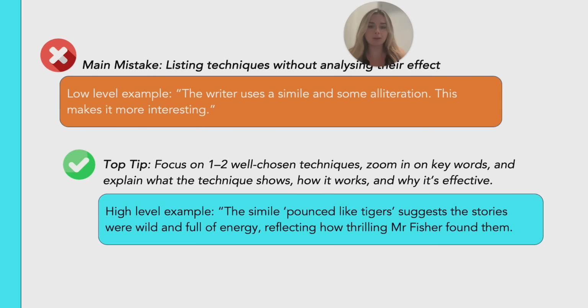So in a high-level example, the simile "pounce like tigers" suggests the stories were wild and full of energy, reflecting how thrilling Mr. Fisher found them. So you can see there, I've said what the simile does. It says that the stories were wild and full of energy, because of course tigers pouncing are full of energy, so I'm saying the stories are like that. And then I've explained it, reflecting how thrilling Mr. Fisher found them. So I've not just stated the techniques, I've actually explained the effect of them.